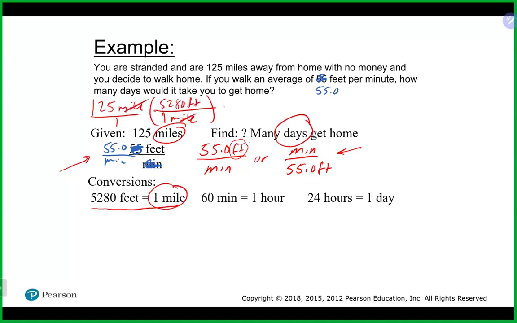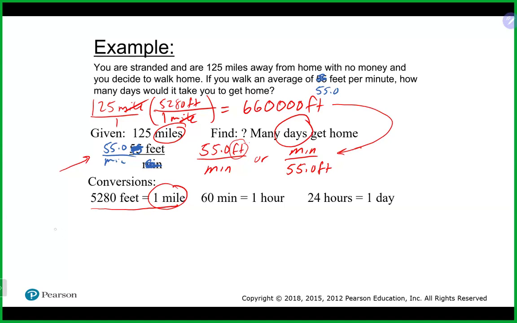The miles are going to cancel. Once again, on top we're multiplying, so we're going to take 125 times 5,280. And that's going to give us something like 660,000 feet. You will get your steps in today, I guess, as you're walking home. Now that I do have it in feet, that's going to allow me to very easily use my rate, which is feet per minute, to get me to time. Any questions on that so far?